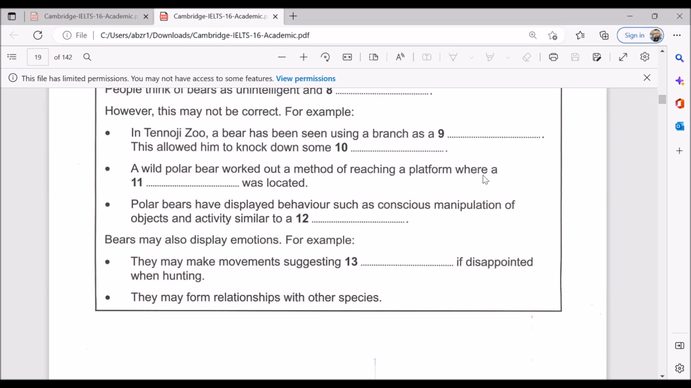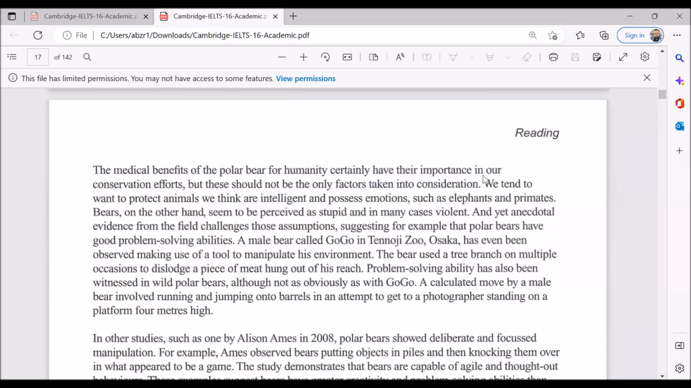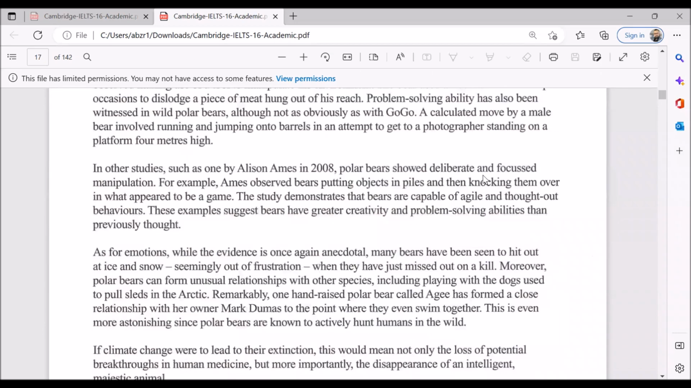Okay, emotion. They are going to show some sort of emotion here, and I believe one emotion should be mentioned. They may make movements suggesting one emotion if disappointed when hunting. All right, let's look for the answer. Of course, we will move further. Appear to be a game. The study demonstrates that bears are capable of agile and thought out behaviors. These examples suggest bears have greater creativity and problem solving ability than previously thought. This is not about the emotion. All right, the next paragraph is starting with emotion.